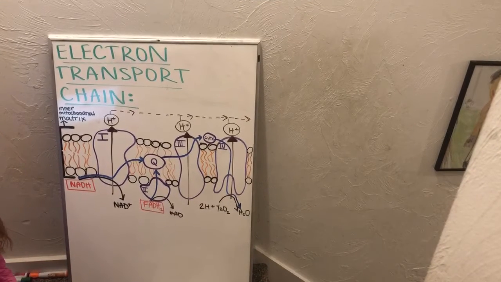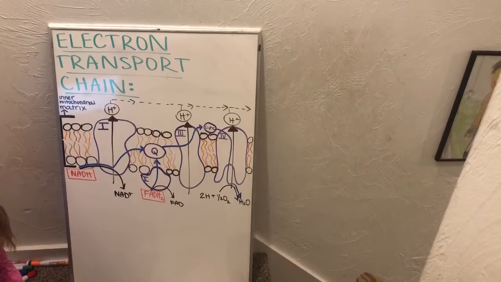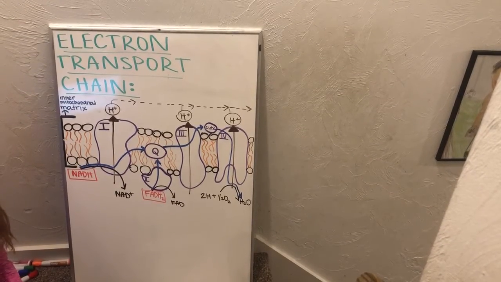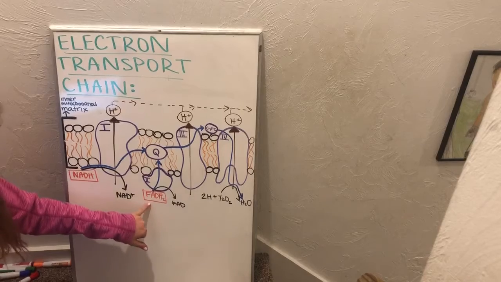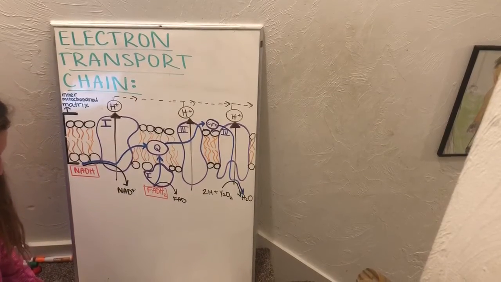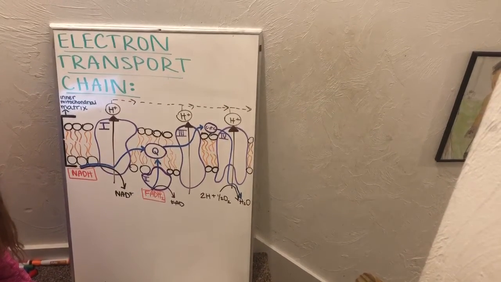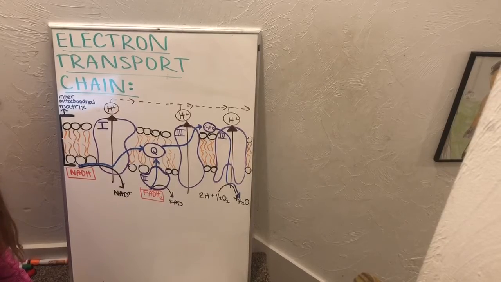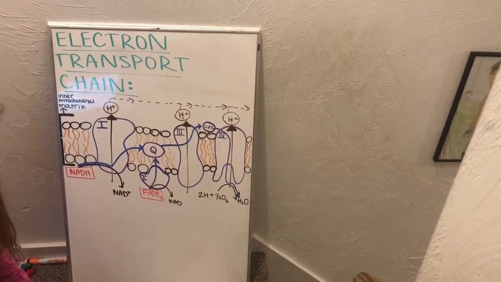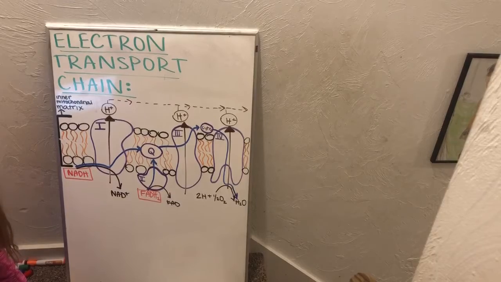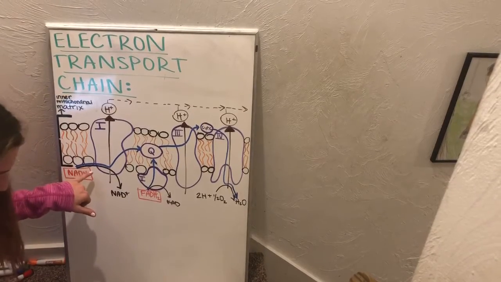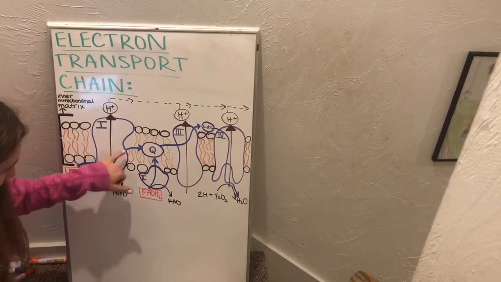This diagram shows the electron transport chain, which is the first part of the oxidative phosphorylation step. NADH and FADH2 shuttle high-energy electrons extracted from food during glycolysis and the citric acid cycle to the electron transport chain that is built into the inner mitochondrial membrane. The blue arrows trace the transport of electrons.